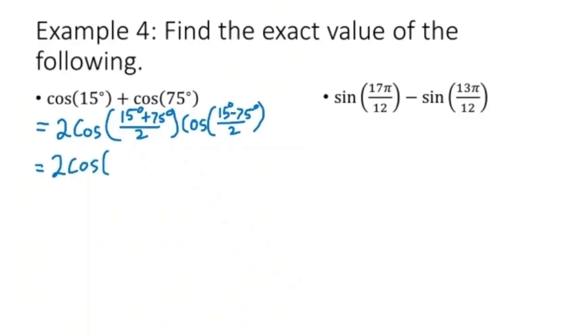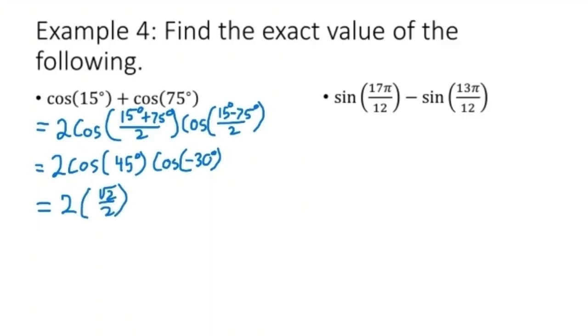15 plus 75 is 90, divided by 2 is 45 degrees. 15 minus 75 is negative 60. Negative 60 divided by 2 is negative 30 degrees. Now we can evaluate each separately. Cosine 45 degrees is root 2 over 2.